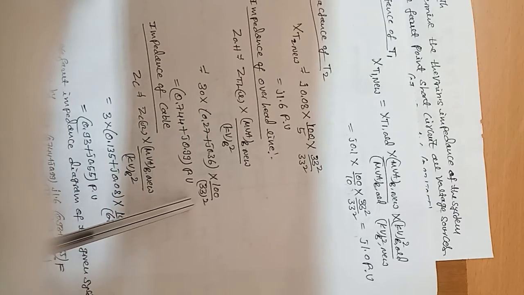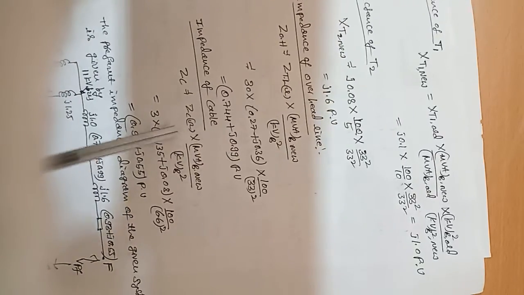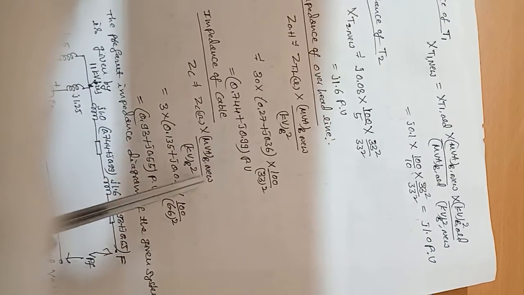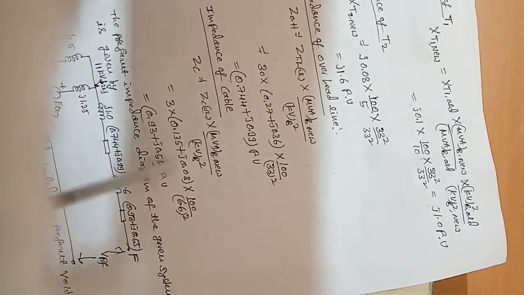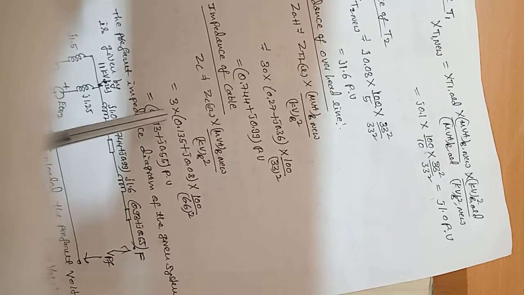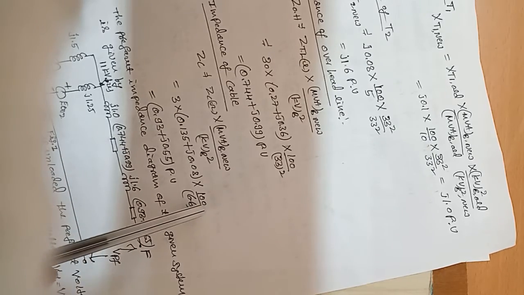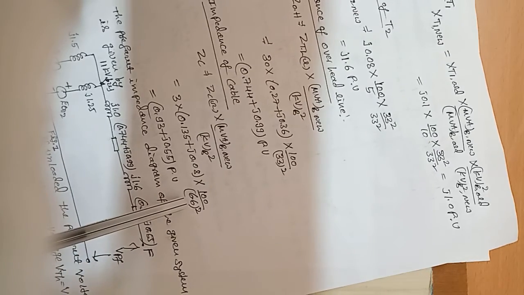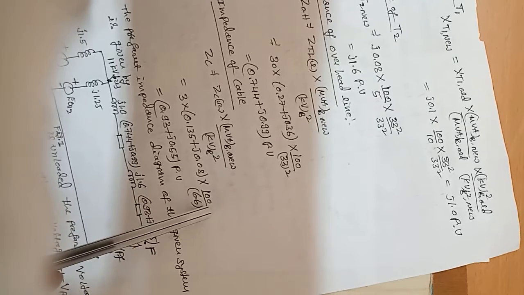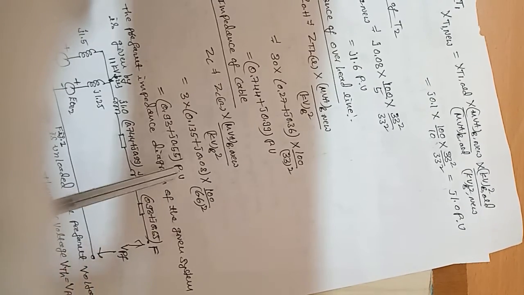What is the new kV base of the overhead line? 33 squared. So you will get this answer. Similarly, impedance of the cable, same thing: Z in ohm into MVA base by kV squared. This value is given per kilometer. So what is the length of the cable? 3. 3 into this impedance into the new MVA base, 100. What is the new kV base of the cable? 6.6 squared. So you'll get this one.